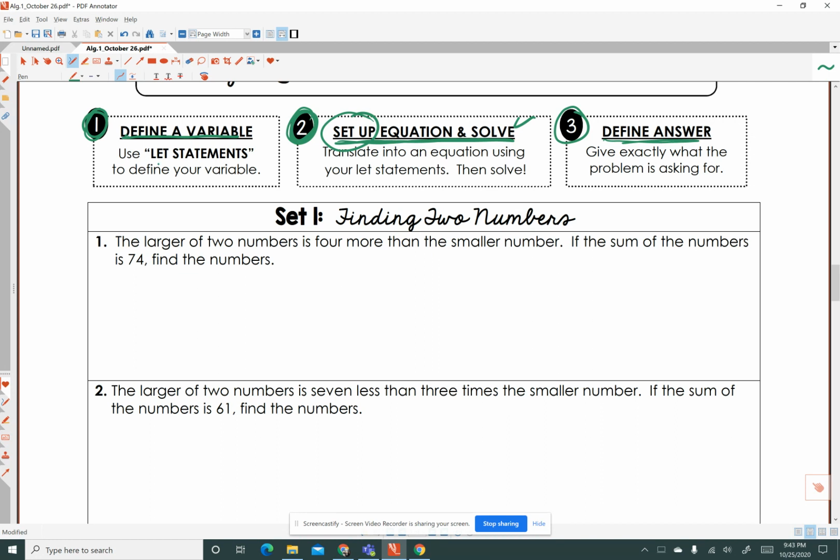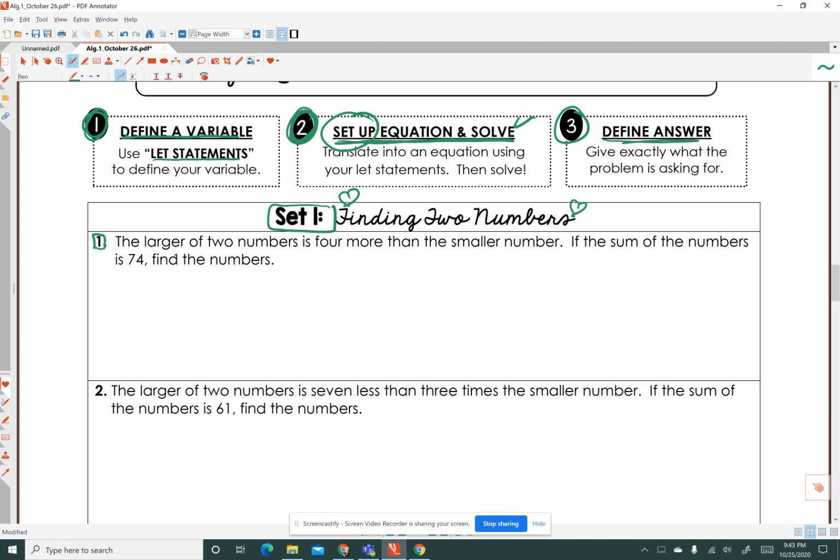So we're going to use let statements today, and I'm going to have you solve these in a certain particular fashion that I think is a really good habit to get into. So let's start with the finding two numbers types of word problems. They're kind of fun, so we'll give them a couple of hearts. So we'll start with number 1.